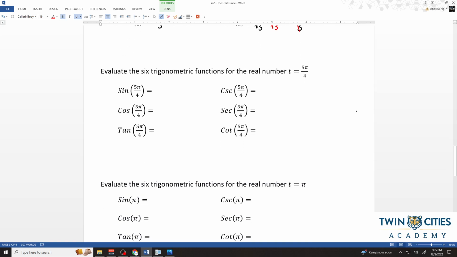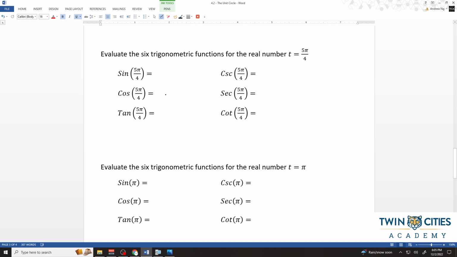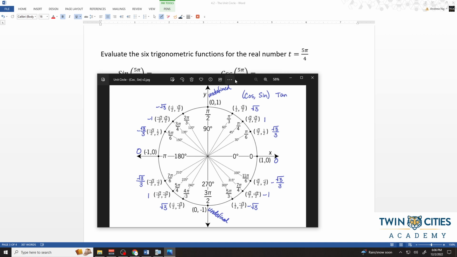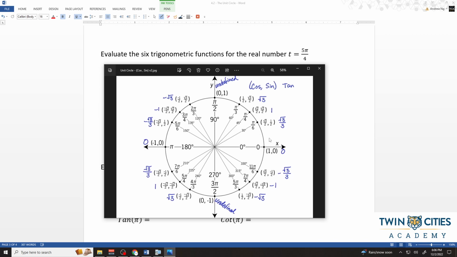All right, what about 5 pi over 4? Find the sine, cosine, tangent, cosecant, secant, cotangent of 5 pi over 4. So again, first thing I want to do, bring up my unit circle, and let's find 5 pi over 4. So 5 pi over 4 is right here. Okay, so 5 pi over 4, the point here is negative square root of 2 over 2, negative square root of 2 over 2, and the tangent is 1.